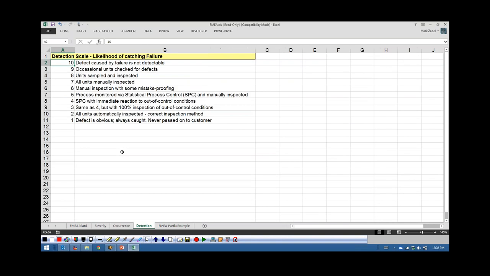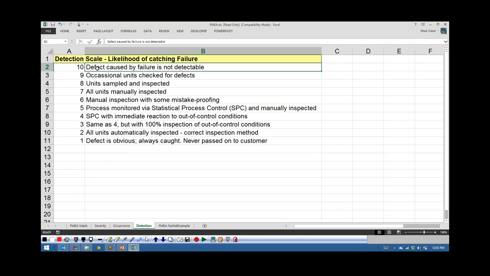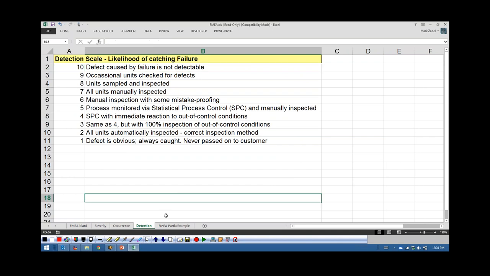Detection, the same sort of thing. We can see at the bottom, defects is obvious and it's always caught, it's never passed to the customer, and a 10 is it's caused by failure that's not detectable. It just knocked us from nowhere. So that's what's going on there.